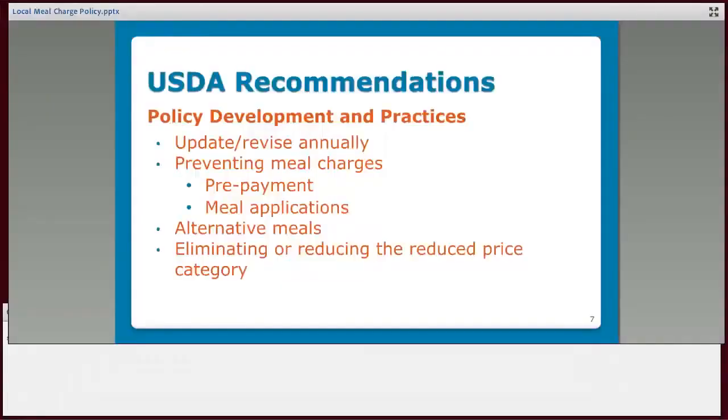The USDA provides some recommendations in Memo SP 23-2017 for the policy. First is to update and revise annually. Second are some options to avoid meal charges by setting up a prepayment system and to urge completing meal applications early. Alternative meals may also be an option to include in your policy, and there is an option to eliminate or reduce the reduced price category. We'll take a closer look at some of these options.